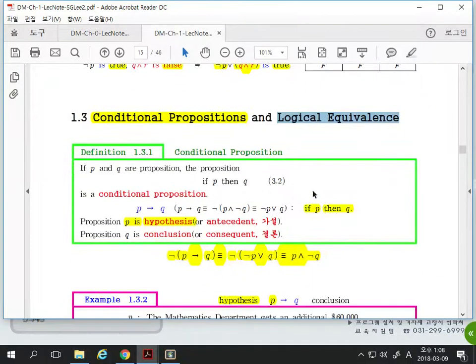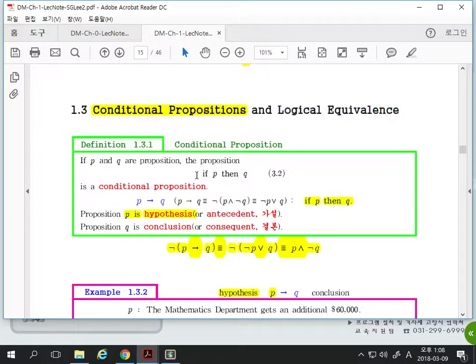Conditional proposition. Okay. If P then Q. This is a conditional proposition.